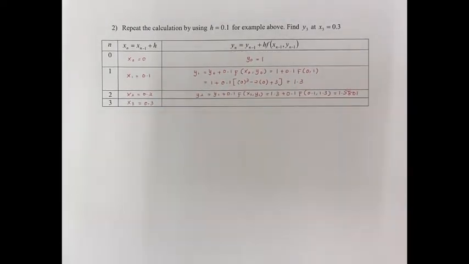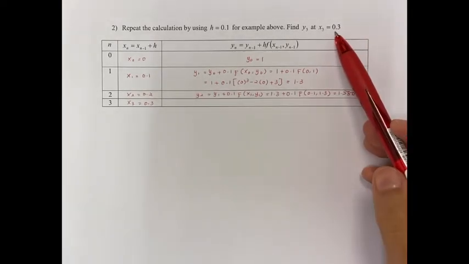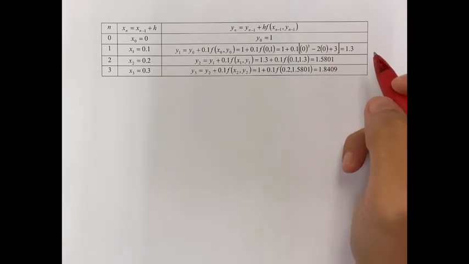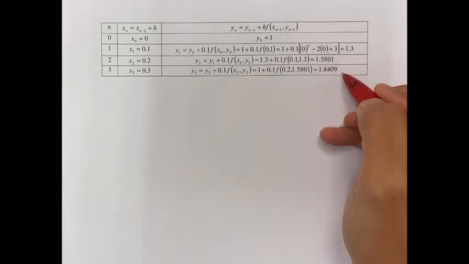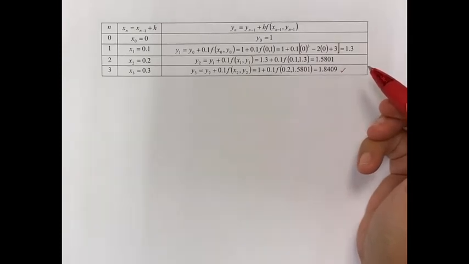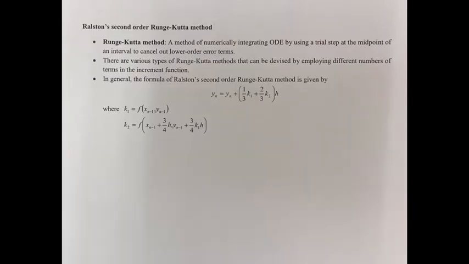Then find the next value for x, x equal to 0.3. For x3 equal to 0.3, you are supposed to get y equal to 1.8409.